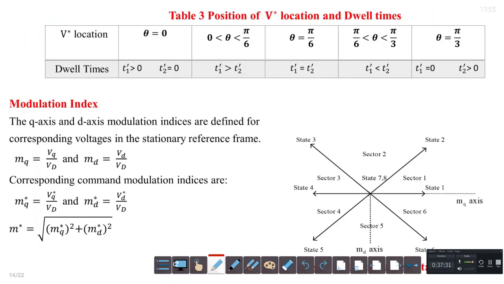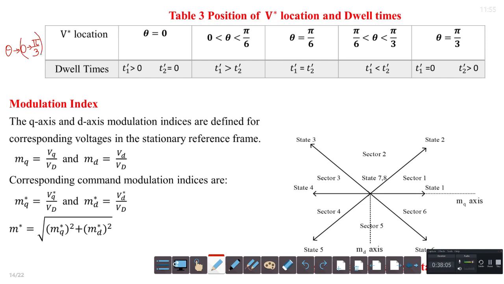So, let us find the position of V star location and dwell time. From the analysis we have just done, let us consider V star is located in sector 1. So, how do we compare the dwell times? When V star is located in sector 1, that means angle theta can be anything between 0 to pi by 3. Sector 1 is 0 to pi by 3.